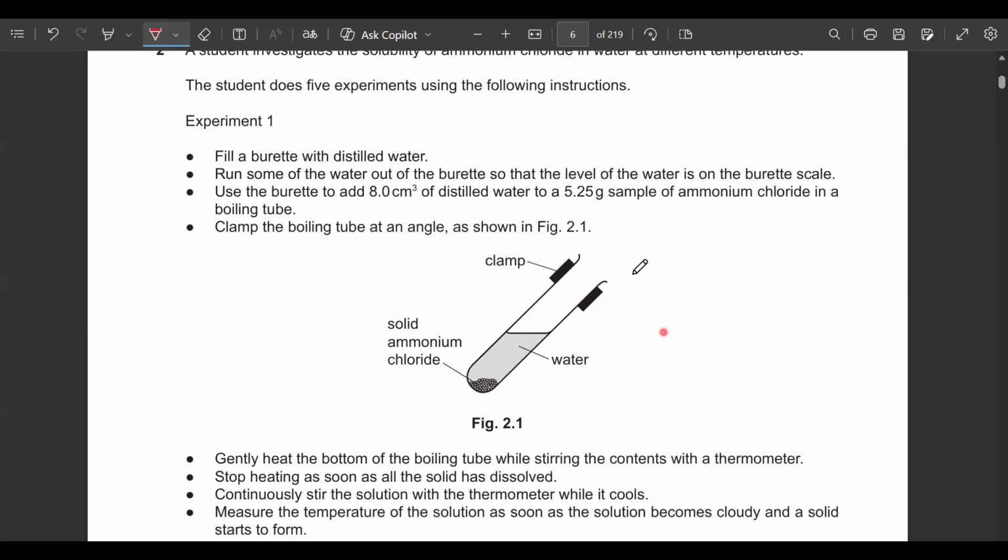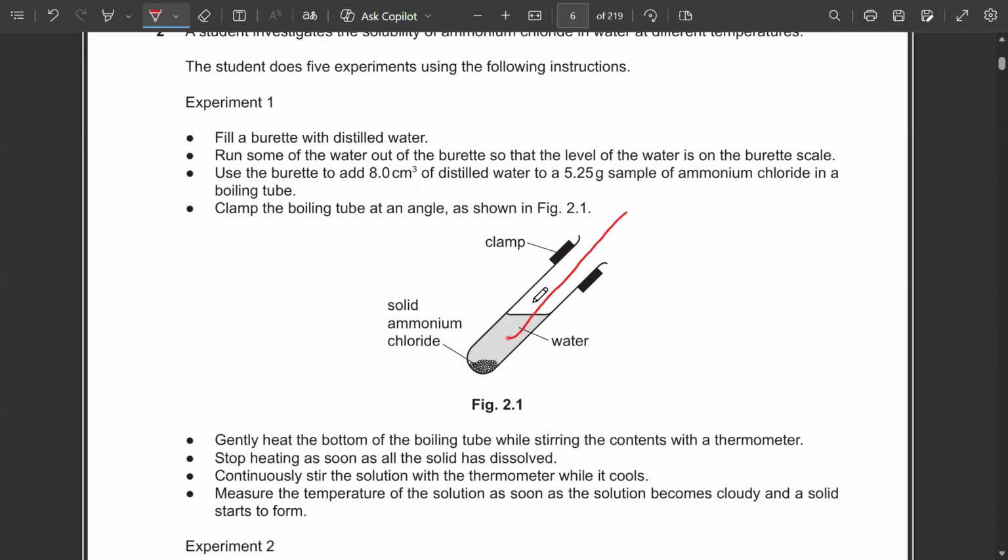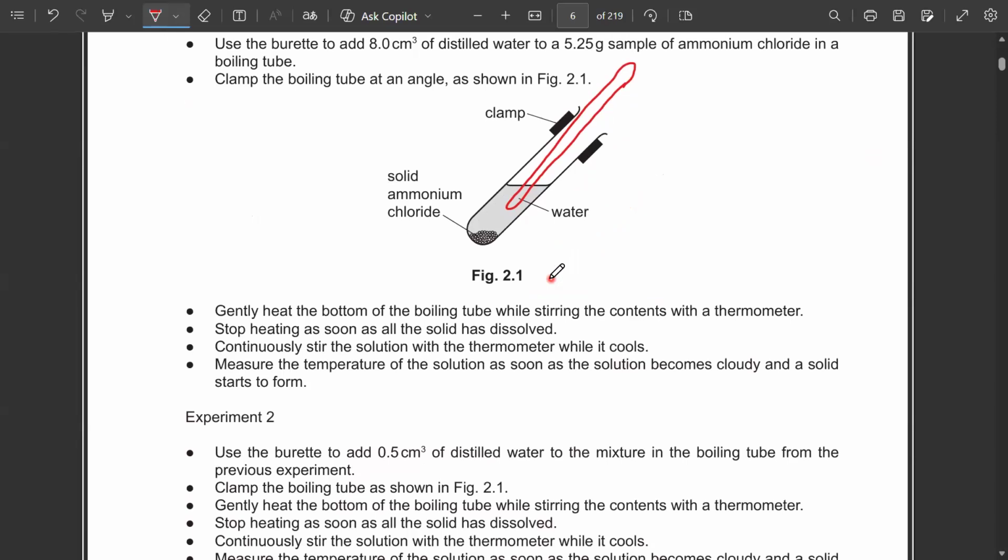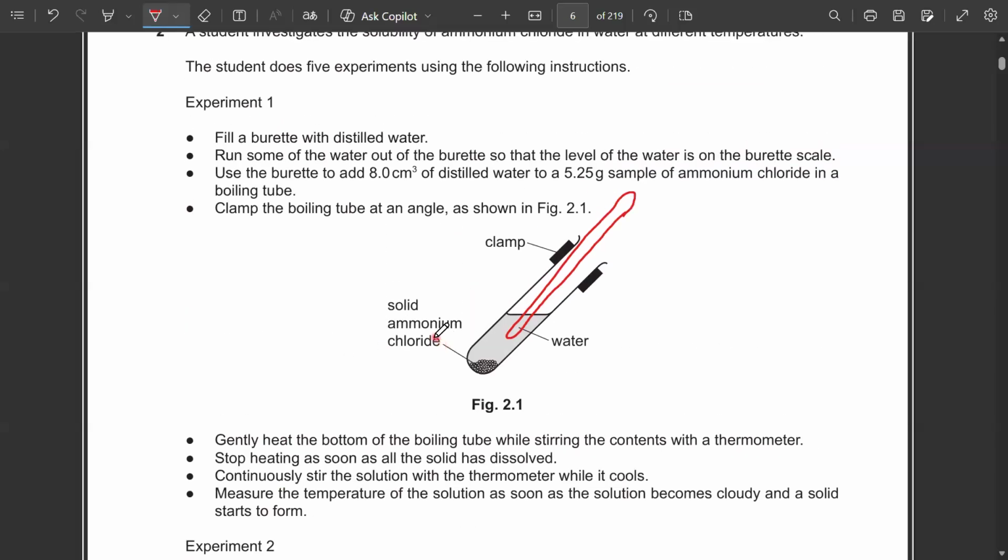So you can think that there is also a test tube present in this. There is a thermometer inserted into the test tube, and you have to keep stirring. So you have to keep stirring with the thermometer while you will also be noting the temperature. So that stirring is done using the thermometer. Measure the temperature of the solution as soon as the solution becomes cloudy and a white solid starts to form. So the reaction is being done with the ammonium chloride.